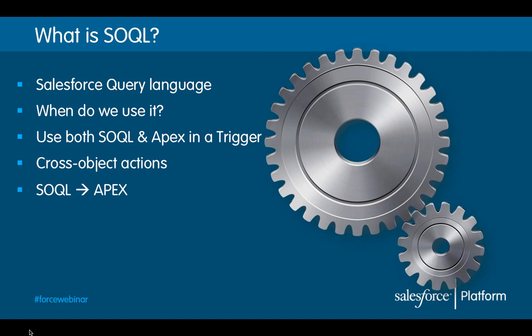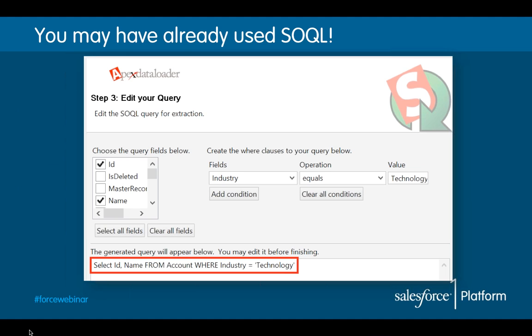Even if this doesn't look super familiar to you today, those of you who have used the Apex Data Loader have actually already used SOQL. Whenever you've created a query in the Data Loader, like for an extraction or an export, and you select your query fields, and then select the operators and what you would like the values to be, the text box below actually creates a SOQL query for you. So this is kind of a query creating wizard.